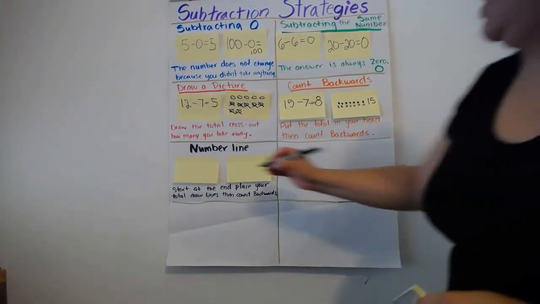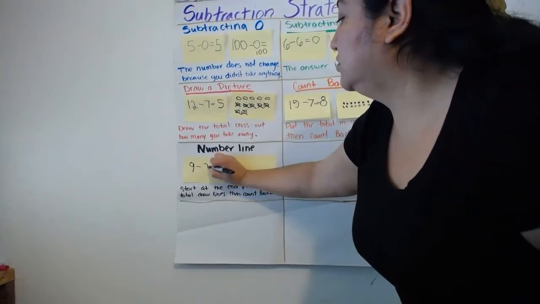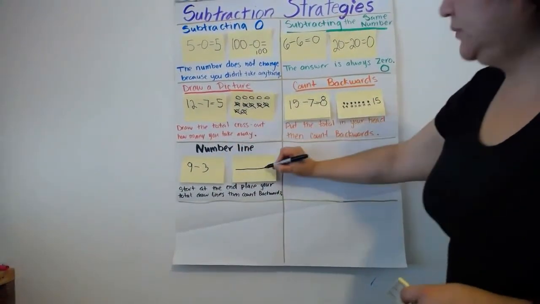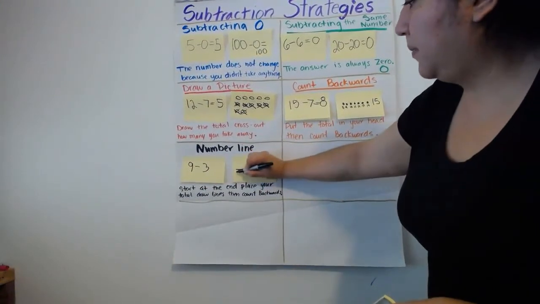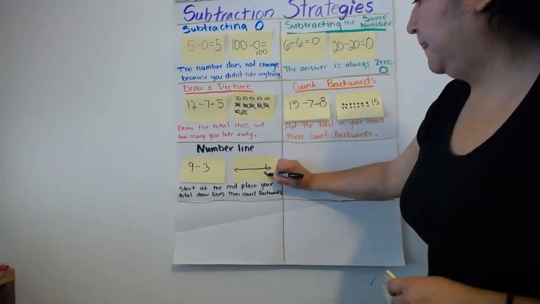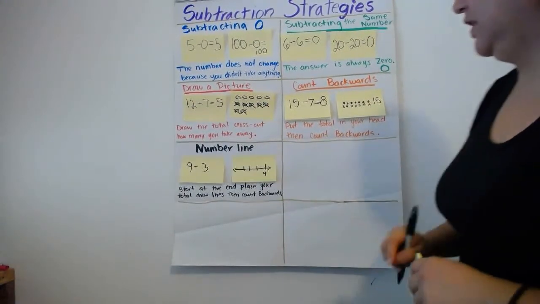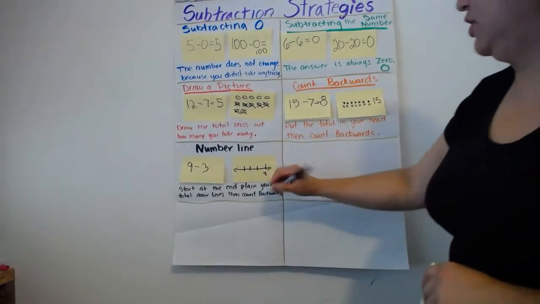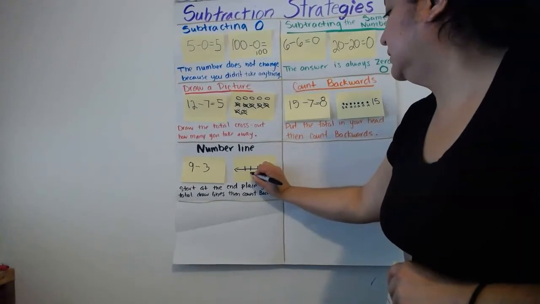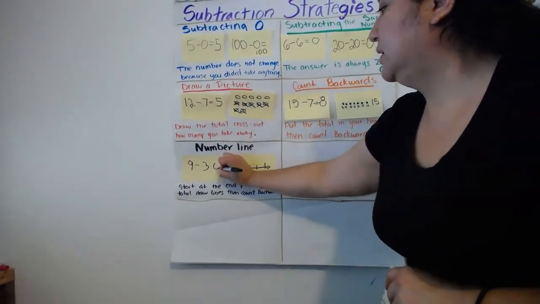So let's say you had 9 minus 3. You would draw an open number line, and then you put your 9. Draw the 3 lines, 1, 2, 3, because that's what you're taking away, and now you count backwards. So you go 9, 8, 7, 6. So your answer will be 6.